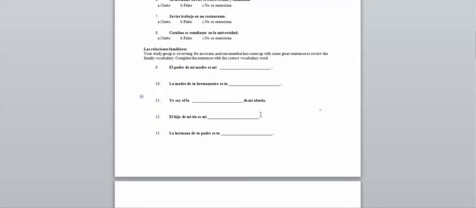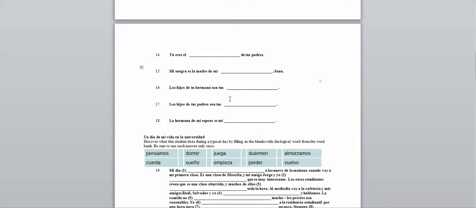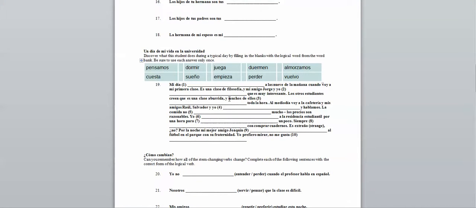Las relaciones familiares, you'll read through each of these and you'll write what the familial relationship is. So it says, el padre de mi madre es mi, and you would just put what that is, my what. And there's 18 of those. The next section is still vocabulary, but it's dealing with your verbs. So it says, un día de mi vida en la universidad. You'll just read through that paragraph and plug in the words from the word bank that would best complete it.